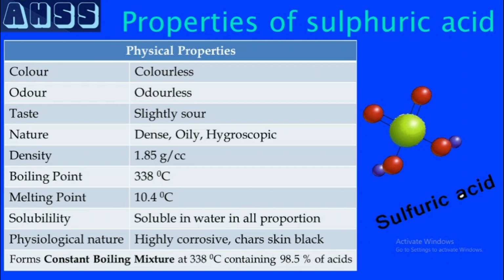As far as solubility is concerned, sulfuric acid is soluble in water in all proportions. Though it is not a poisonous liquid, still it is highly corrosive in nature and chars the skin black. It forms a constant boiling mixture at 338 degrees Celsius. In this, it contains 98.5% of acid.